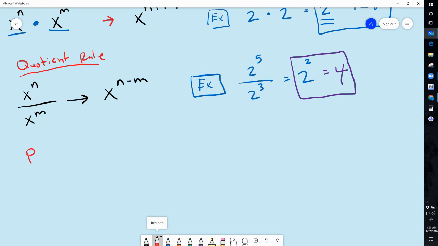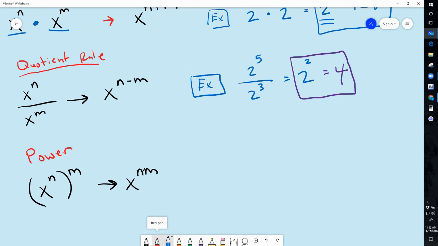All right, next rule is called the power rule. This is if you raise a power to a power. You're always going to have parentheses for this one. Okay, so let's say I had x to the n and I raised that to the m power. Everything inside the parentheses is being raised to that power. Okay, and on this one you multiply. This is the same as x to the n times m.